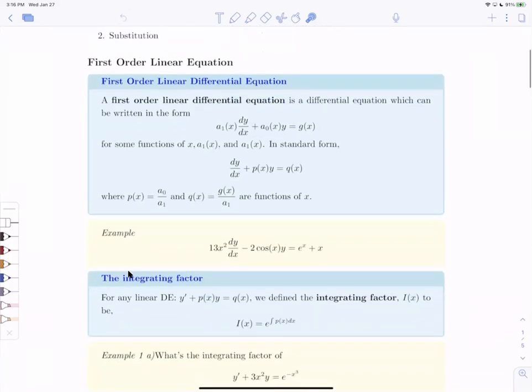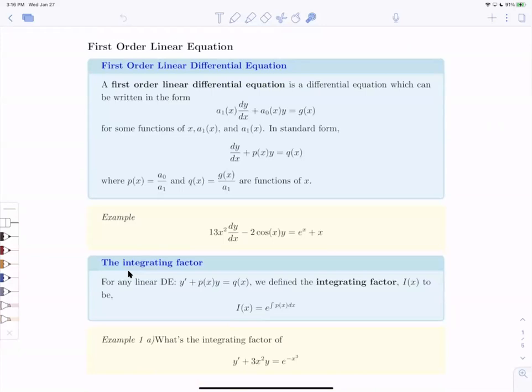So a first order linear differential equation is a differential equation which can be written in this form. Your a1 and a0 are functions of x, and then dy, which is first order. See that this is the highest derivative, so it's first order. It's linear, but remember, those have to be functions of x only, not functions of y. So you cannot have y here. If you have y here, then it's not linear anymore. So equals g of x.